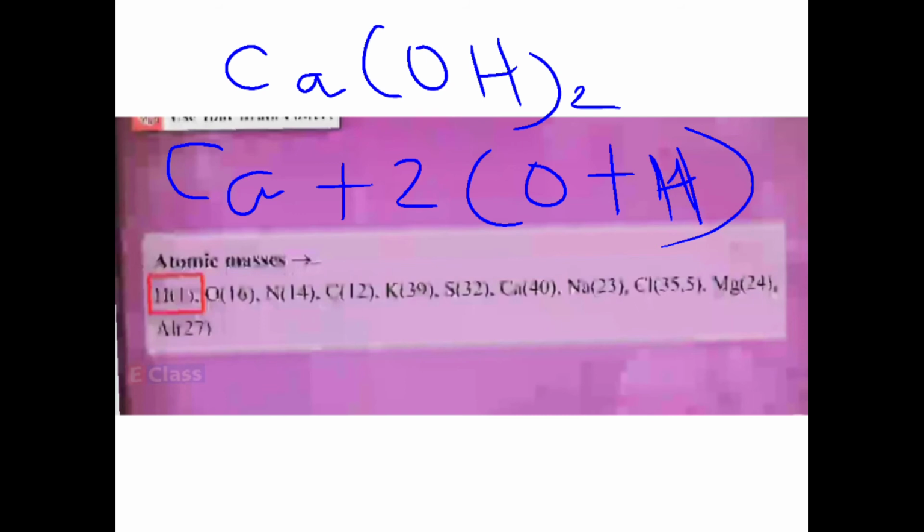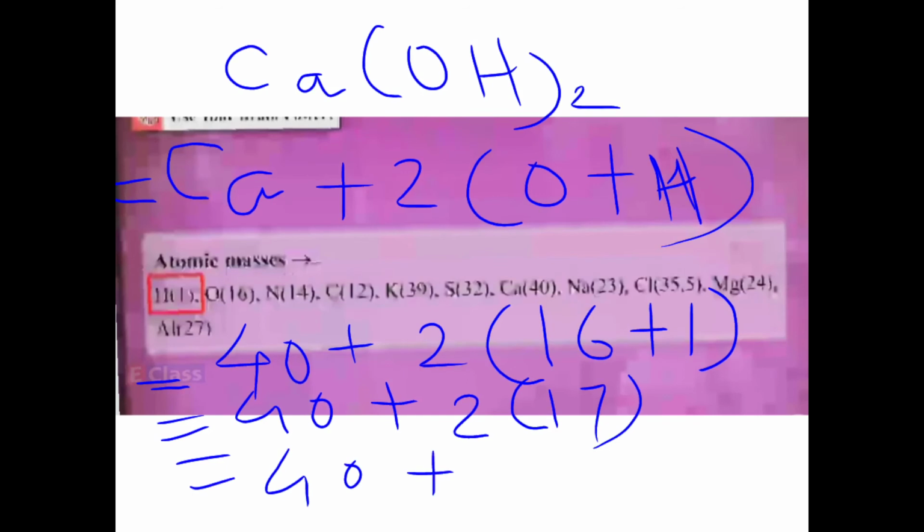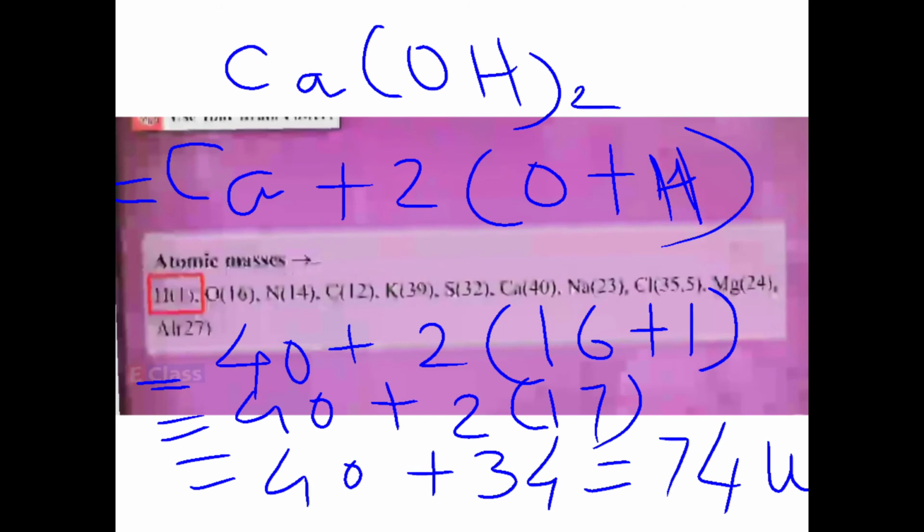So let us put the atomic mass of calcium, which is 40, plus 2 into 16 for oxygen and 1 for hydrogen. Correct? So you have 40 plus 2 into 17. So it is 40 plus, 17 twos are 34. So add it, you will get 74 Dalton. 74 Dalton.